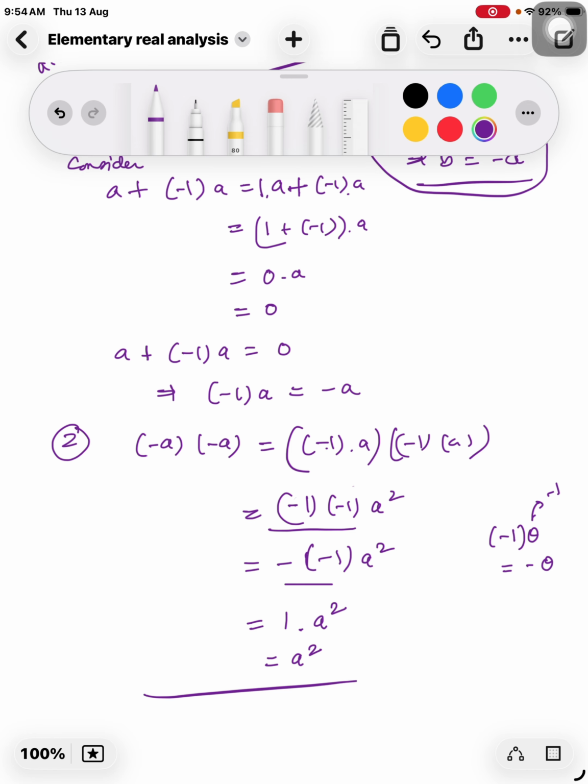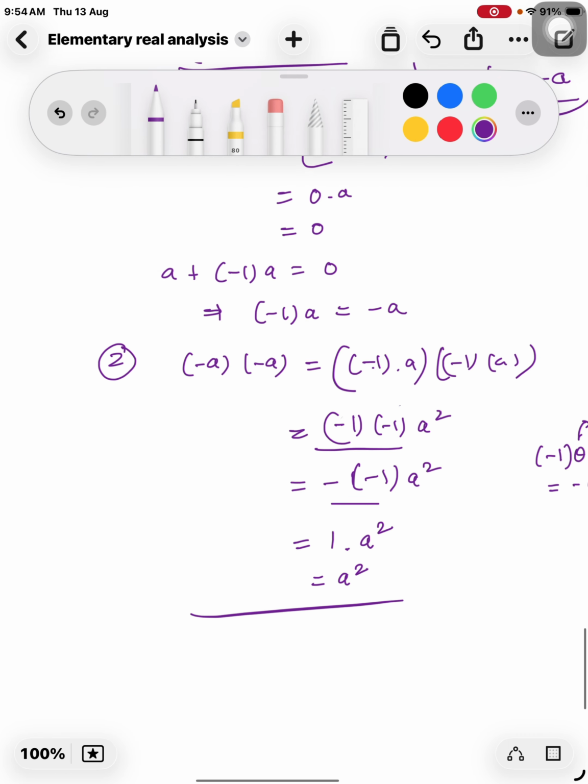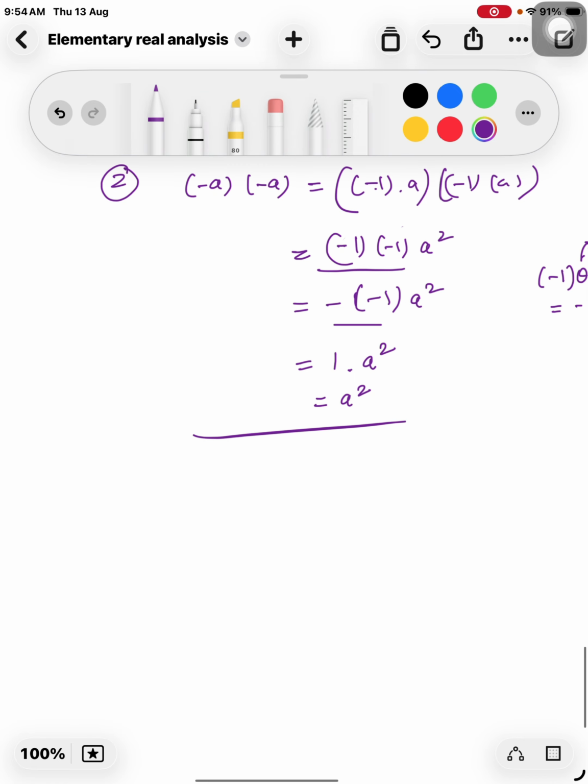So look at this, this is what we have proved, that minus a into minus a is a square, जिसको हमने यहाँ पर यूज़ किया। फाइन, सो दिस completes the first part कि अगर a नॉन ज़ीरो है तो a will be strictly greater than 0. Then we come to the second part of the proof.